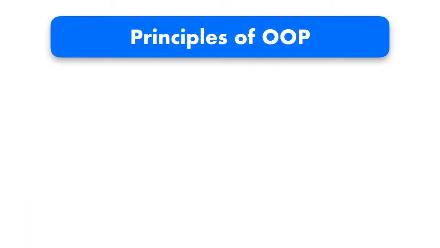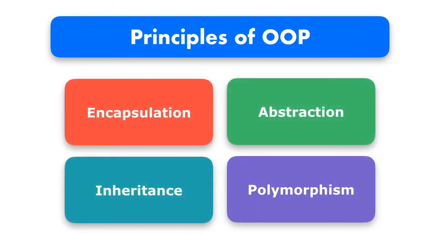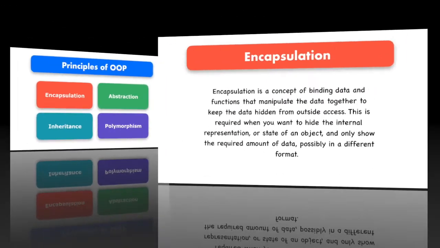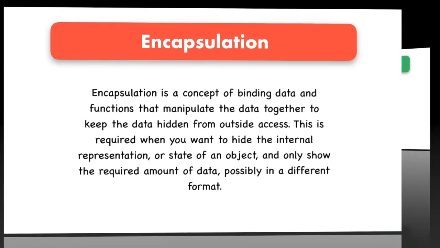There are four general principles of object-oriented programming. They are encapsulation, abstraction, inheritance, and polymorphism. Encapsulation is a concept of binding data and functions that manipulate the data together to keep the data hidden from outside access. This is required when you want to hide the internal representation or state of an object and only show the required amount of data, possibly in a different format.